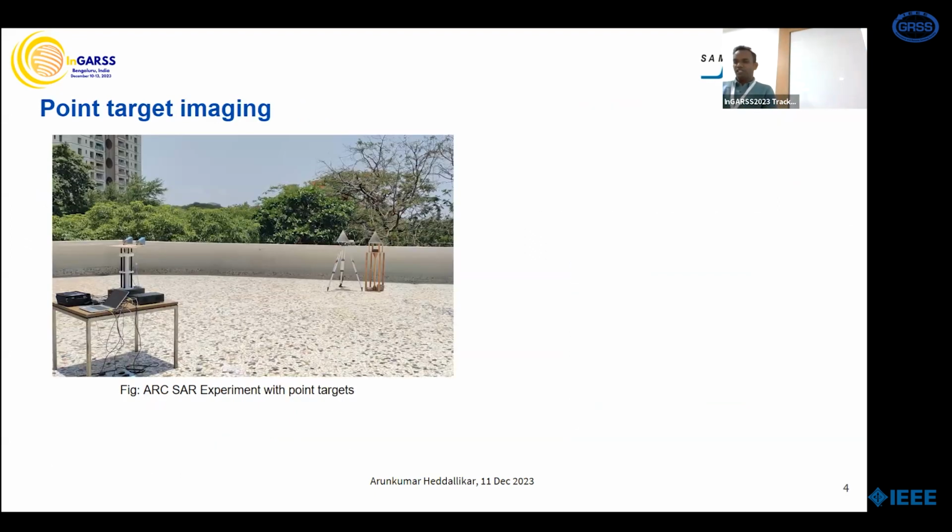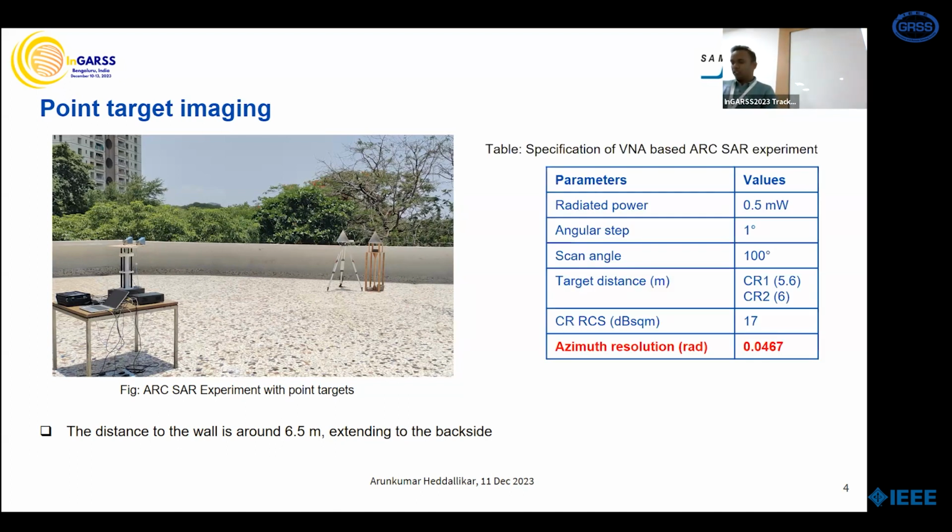This is the test scenario. We have used point targets for imaging and validating the SAR image generated using this setup. We have rotated this turntable up to 100°, through which we are acquiring the backscattered signal. Behind these two point targets, we can see a wall which is around 6.5 meters away from the sensor. These are the test setup specifications.